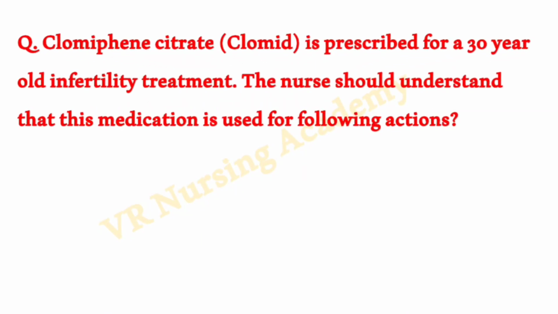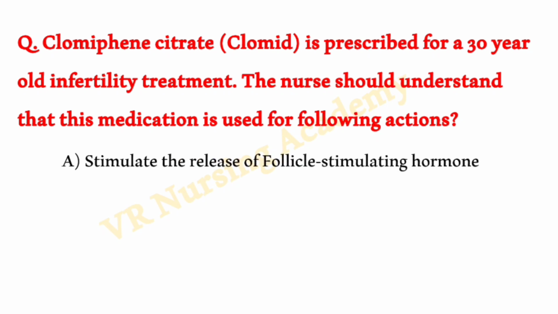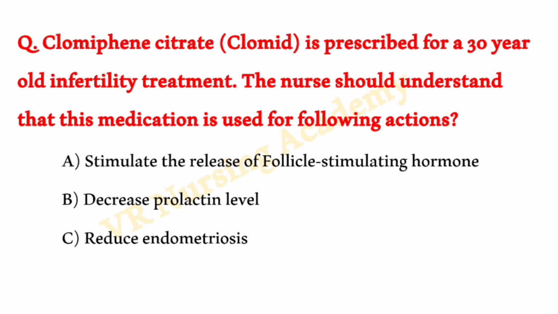Next question. Clomiphene citrate, Clomid, is prescribed for a 30-year-old for infertility treatment. The nurse should understand that this medication is used for the following actions. Option A. Stimulate the release of follicle-stimulating hormone. B. Decrease prolactin level. C. Reduce endometriosis. D. Induce ovulation. Which correct answer is? Option D. Induce ovulation.